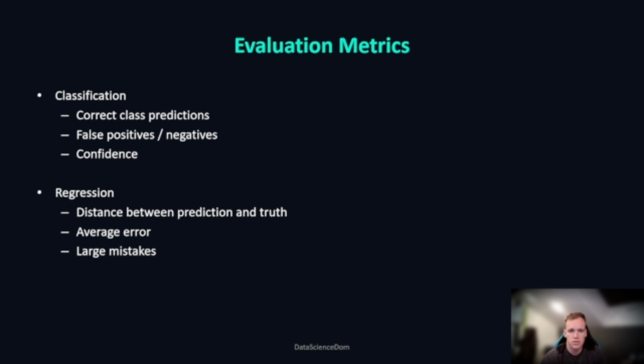For regression, whose evaluation metrics we will see in the next video, what matters is the difference between the prediction and the truth. Like if I have a stock price of about $20 and I predict $100, it's worse than predicting $30, which is much closer to the truth. Other metrics are the average error over all predictions, or large mistakes, where we look at the differences between the truth and the prediction. But now we focus on classification and its evaluation metrics.